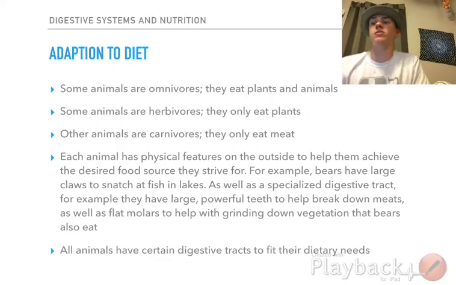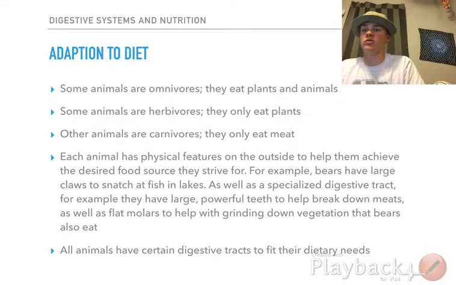Adaptation to diet. Some animals are omnivores, they eat plants and animals. Some animals are herbivores, they only eat plants. Other animals are carnivores, they only eat meat. Each animal has physical features on the outside to help them achieve the desired food source they strive for. For example, bears have large claws to snatch at fish in lakes, as well as a specialized digestive tract. For example, they have large, powerful teeth to break down meats, as well as flat molars to help them grind down vegetation that bears also eat. All animals have certain digestive tracts that fit their dietary needs.